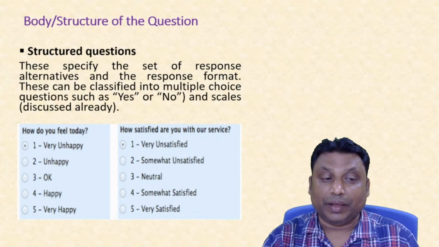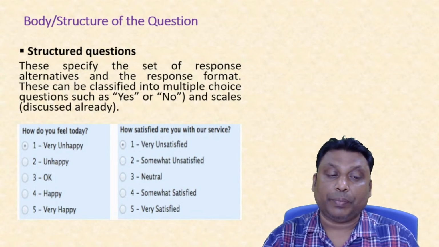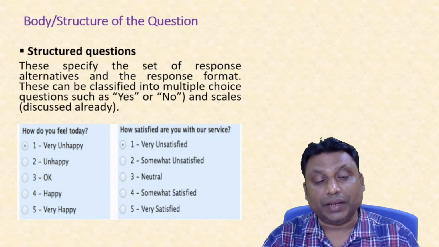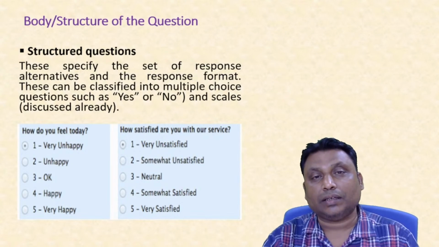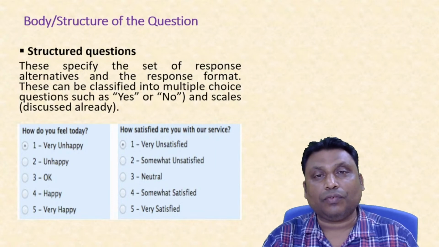First one, very unhappy. Second one, unhappy. Third one, okay. Fourth one, happy, and fifth one, very happy. So when you ask the question to your respondents, they can put any one out of five.